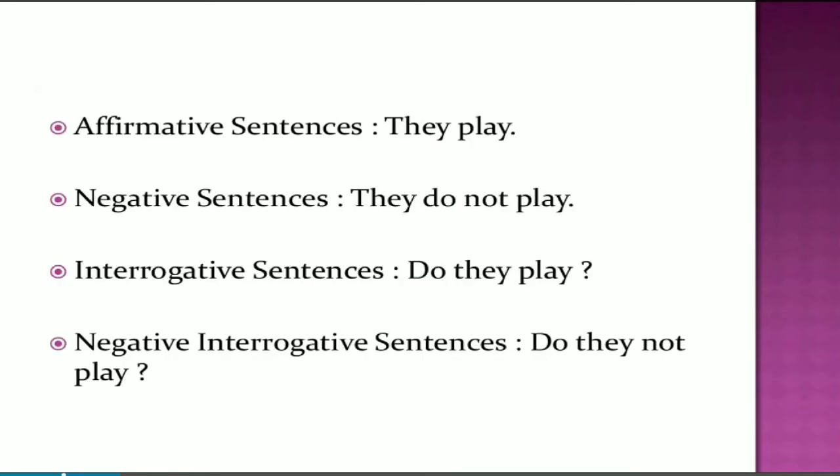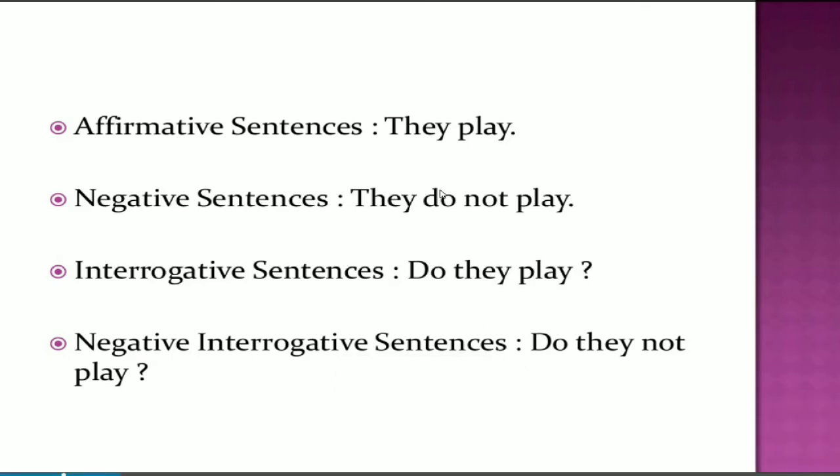The simple present tense we can write in the affirmative way, meaning a positive way: they play. Negative way: they do not play. In the statement there is no auxiliary verb visible, but the auxiliary verb is hidden there. That is do or does. Do is the auxiliary verb. They do not play.